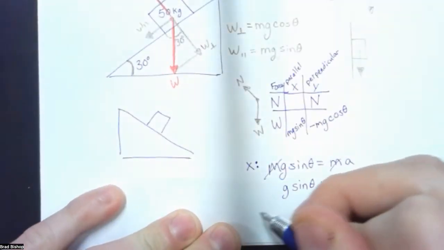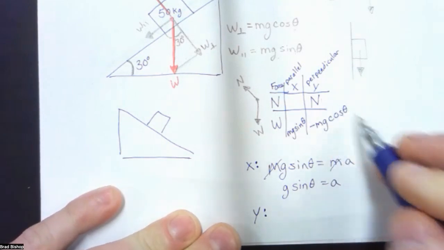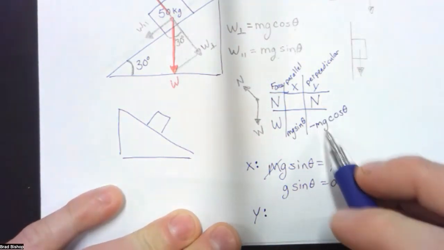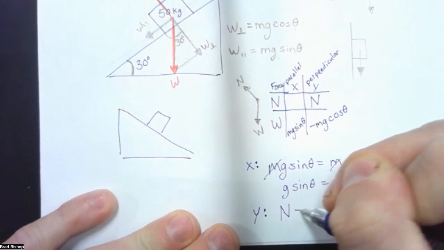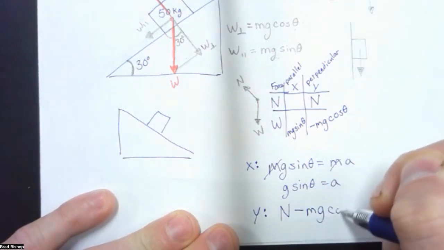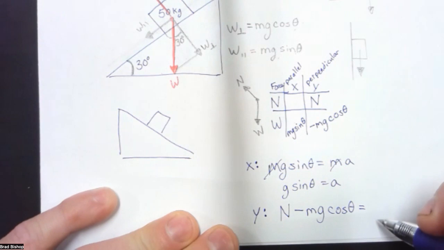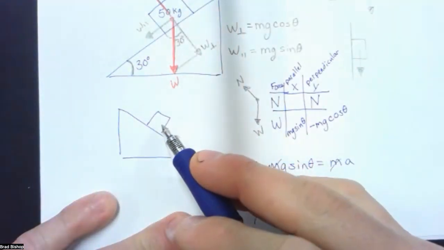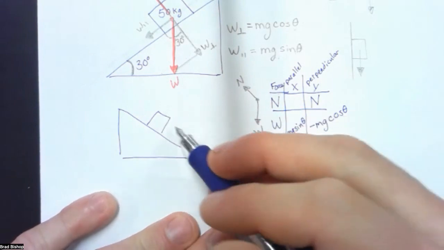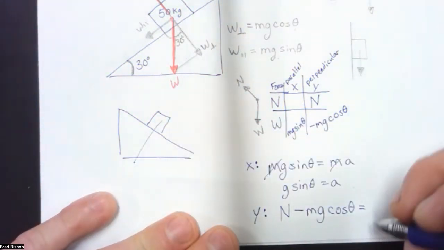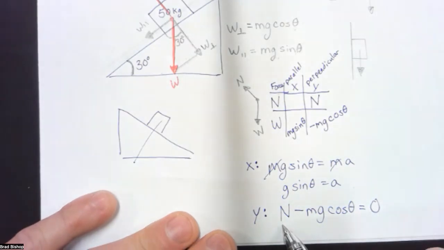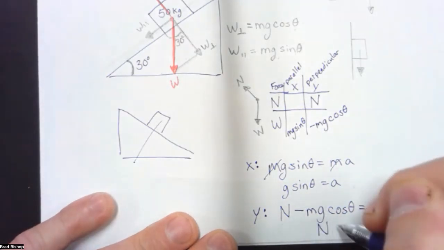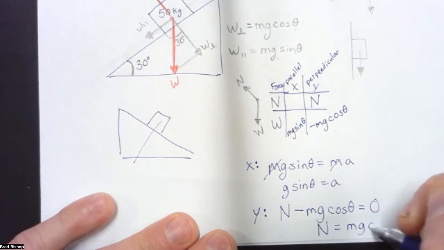For the y direction, it's pretty similar. For the y direction, remember, F equals ma is our big equation, so we get that F by adding up the components. Normal minus mg cosine theta equals m times a, but it is not accelerating in the vertical direction. It's not suddenly lifting off the inclined plane, right? Or falling into it. So we could just say it equals 0. And so we could say our normal is equal to mg cosine theta.